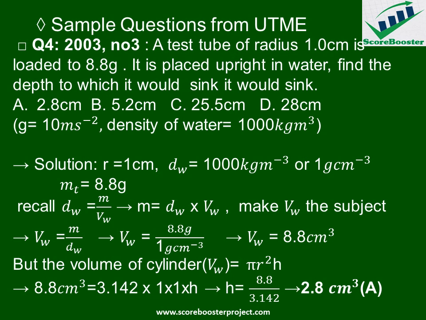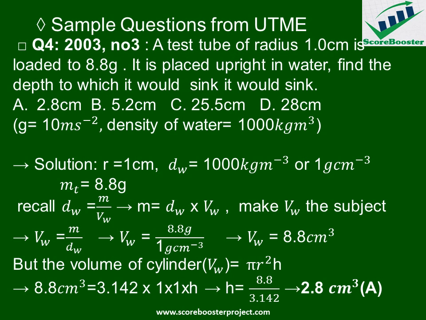Now on to the solution. The first step is to write out the given parameters. The first thing you are given is the radius, which is 1 centimeter. Then the density of water is 1000 kilogram per meter cube, or 1 gram per centimeter cube. We discussed that during the elementary stage of the presentation: you can use either 1000 kilogram per meter cube or 1 gram per cm cube for the density of water. Then we are given the mass of the tube, represented by MT, to be 8.8 gram.